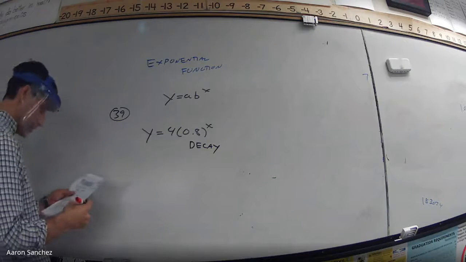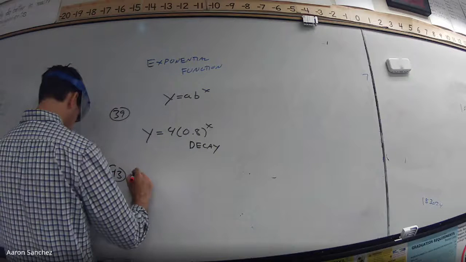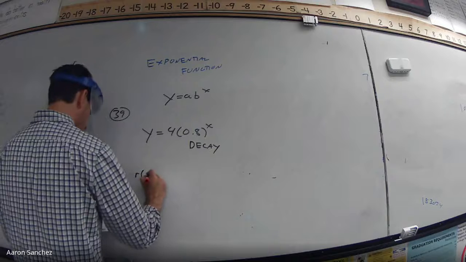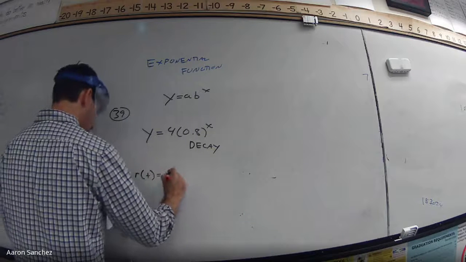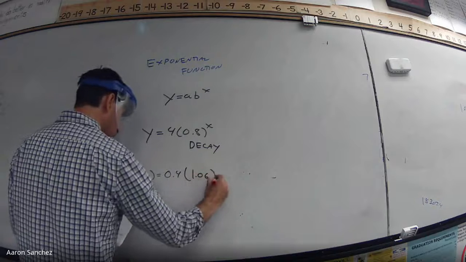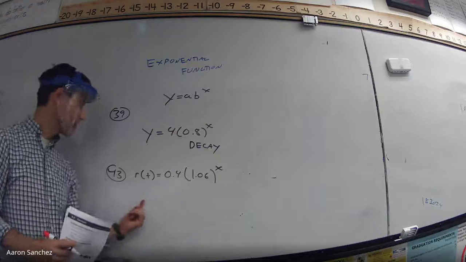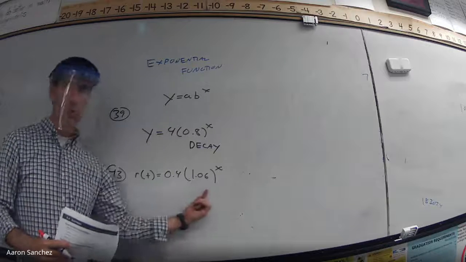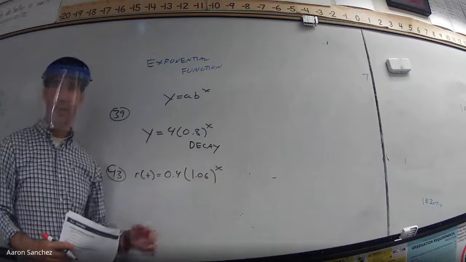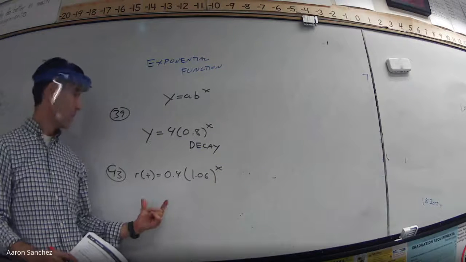Crystal, you get that? Okay. Crystal, look at me. Let's say number 43 is R(t) equals 0.4 times 1.06 raised to the x. What do you think this is, Crystal? Exponential growth or decay? Actually, I'm going to ask the class real quick, see what they think, and then I'll ask you in a second, Crystal.